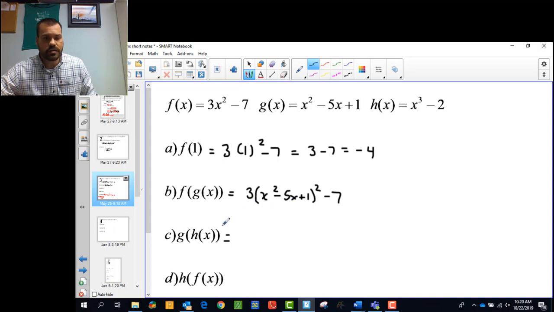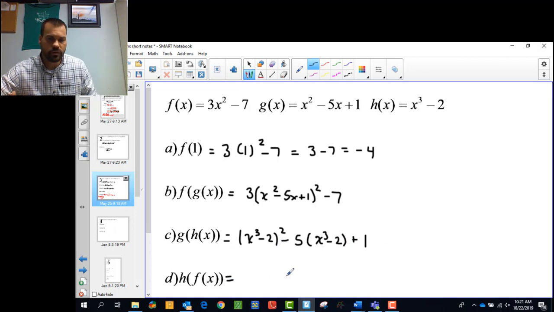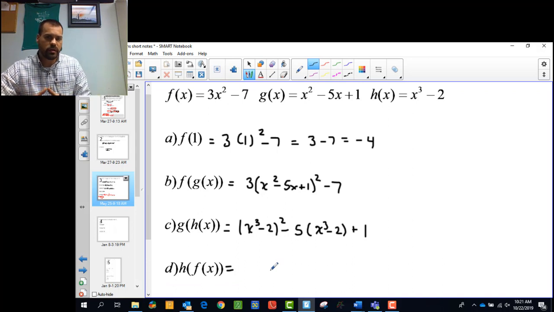Then it says g of h. So we're going to take h, x cubed minus 2, and put it into g. g is x squared first, so it becomes x cubed minus 2, squared. And then minus 5 times x. Now that x gets replaced again with an x cubed minus 2, and then plus 1. Again, we could simplify. I'm going to leave it alone for now, because I just want to show you the process. You can simplify, and you should simplify. But for our purposes, I just want to get you the idea that the x is getting replaced by the function.